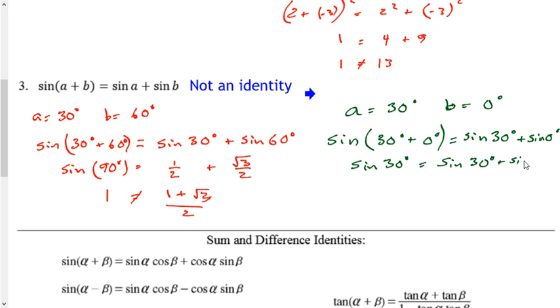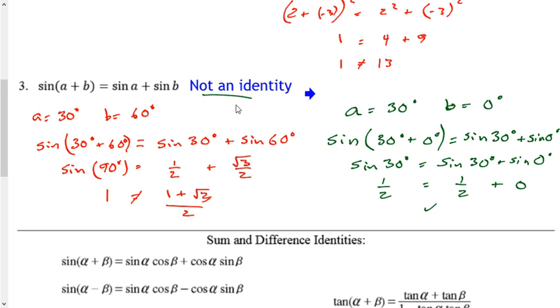And the sine of 0 degrees. Well, the sine of 30 is a half. Sine of 0 is 0. In this case, it works. So there is a solution to this equation, but it's only for this one pair of values. We could probably find other pairs too, but it works in this case, but it's not an identity.